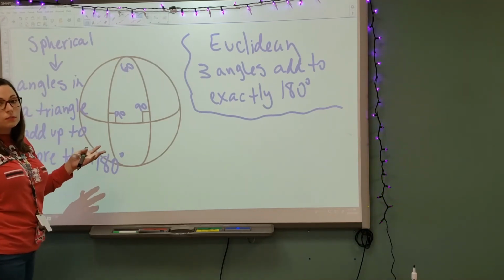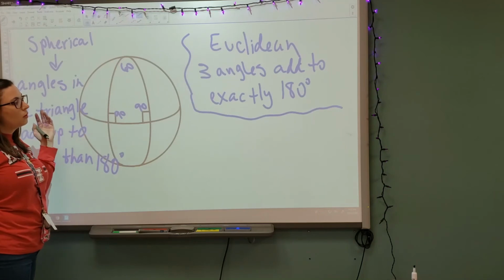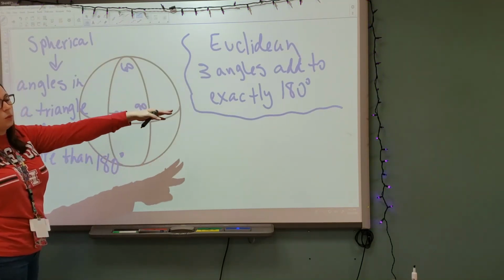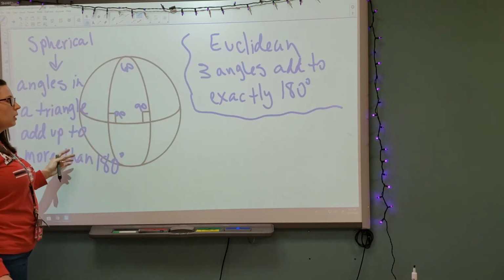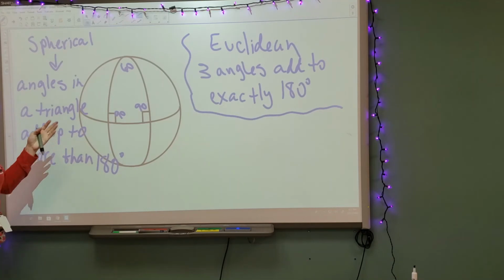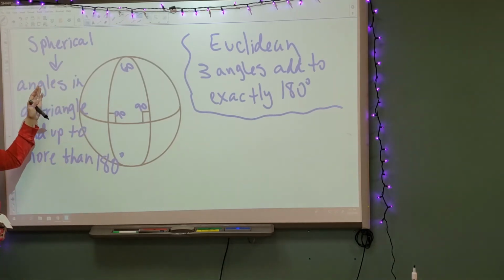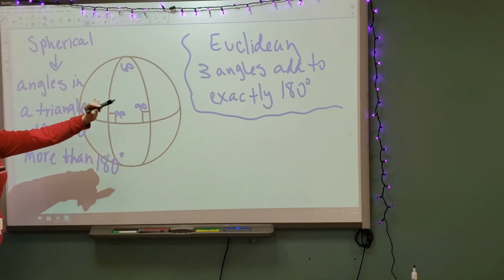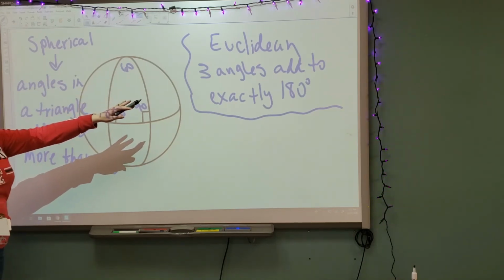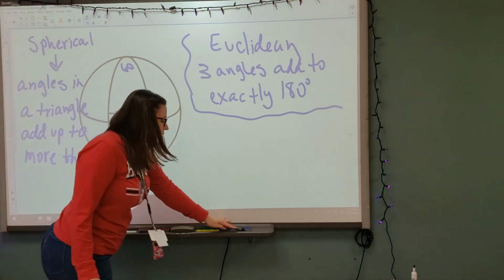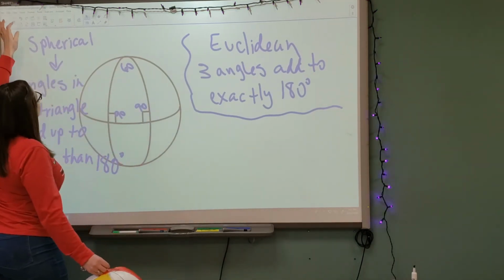And here's a hint. If your angles in a triangle, so they are going to give you three angles, if they don't add up to exactly 180, and they don't add up to something more than 180, well then you don't have a triangle in either Euclidean or spherical geometry. So just keep that in mind here. Euclidean, exactly 180. That's the only number you can get. Spherical, anything above that. So we're going to try a couple example problems.